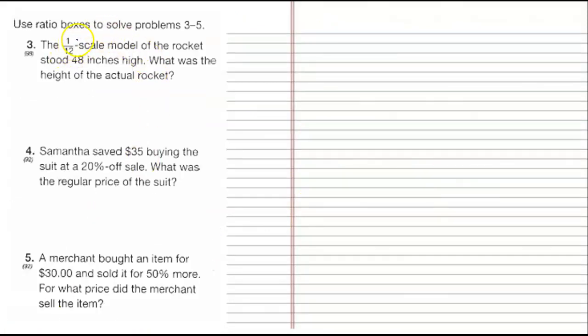Okay, number 3, the 1/12 scale, and this says use ratio boxes. The model of the rocket stood 48 inches high. What was the height of the actual rocket? So let's see, I'm not exactly sure. I guess it'll be a case 1, case 2 ratio box. So case 1, case 2. So we have the model, and then in real life.